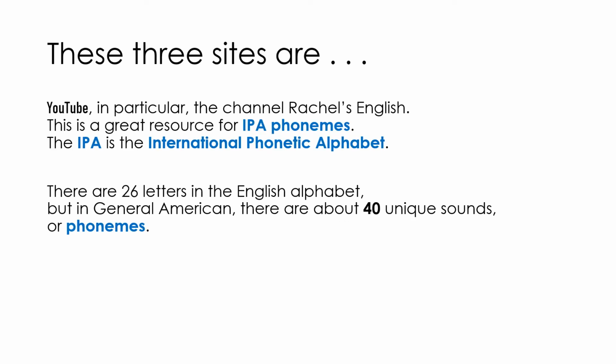These 3 sites are YouTube, in particular the channel Rachel's English. This is a great resource for IPA phonemes. The IPA is the International Phonetic Alphabet. There are 26 letters in the English alphabet, but in General American, there are about 40 unique sounds, or phonemes.